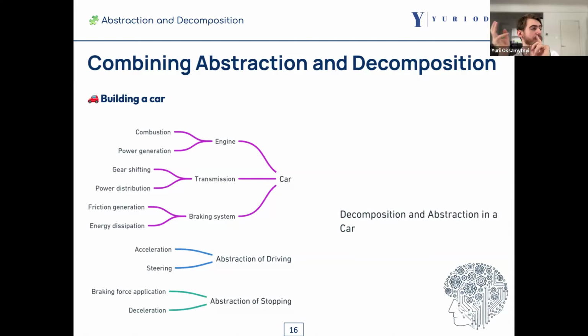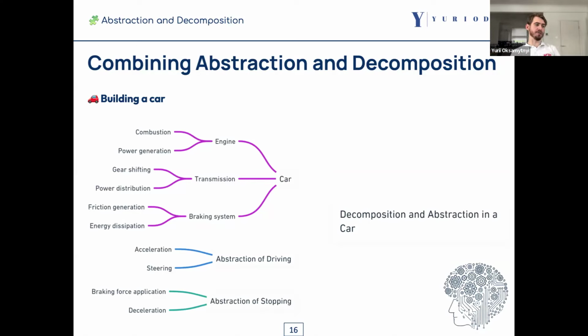Yeah, an engine can have combustion, power generation, transmission, talking about gear shifting, power distribution, braking system, friction generation, and dissipation. And then we can keep decomposing more and more. Again, it should be done in a smart way because you can over-decompose the problems.